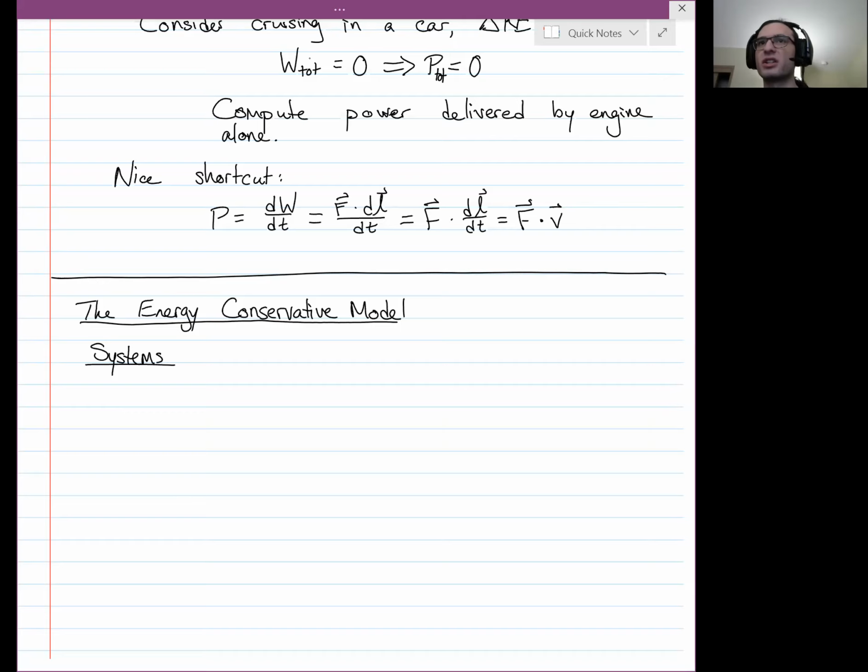So we're more or less done computing the work on individual objects from individual forces. And so we're going to generalize. We're going to zoom out a little bit. One question that you might ask is, how do you know which force in a third law pair to use when computing work?